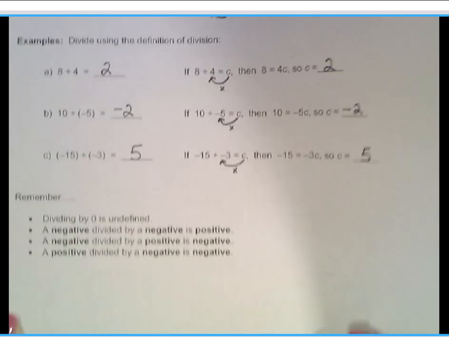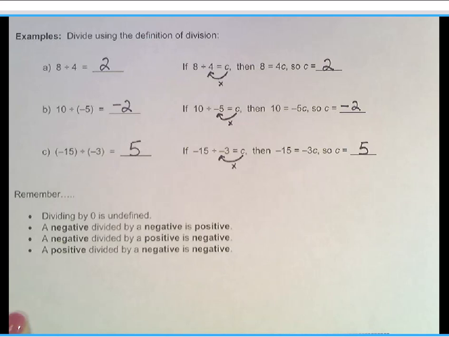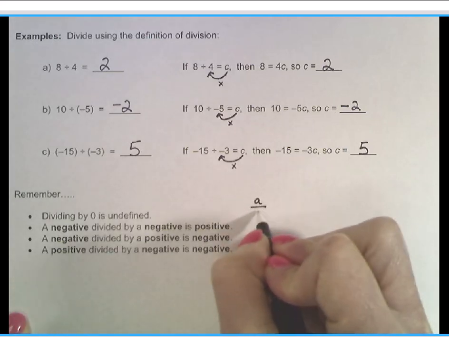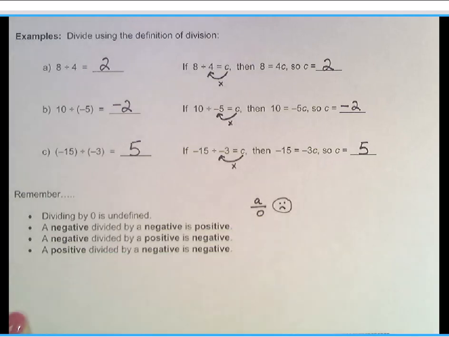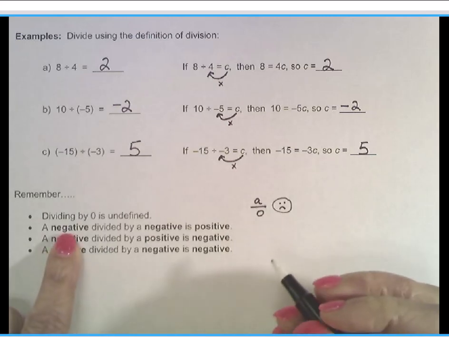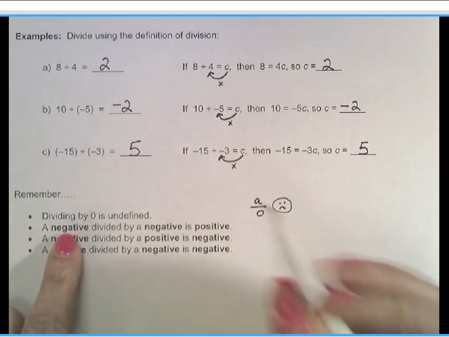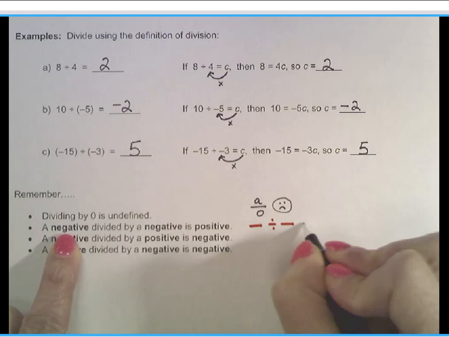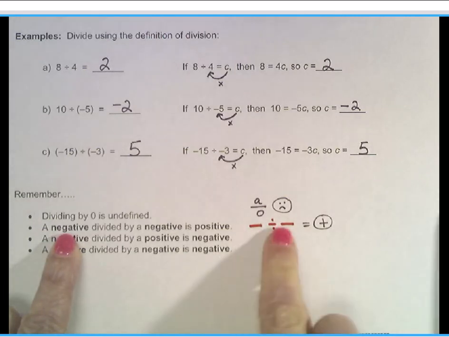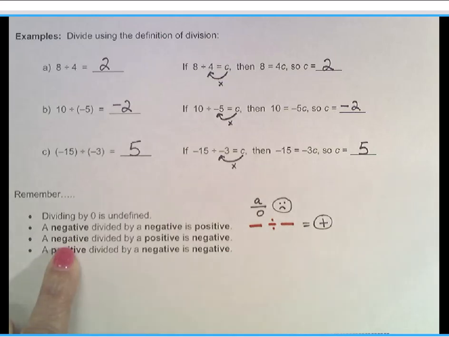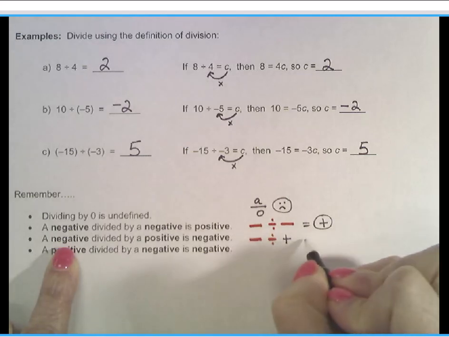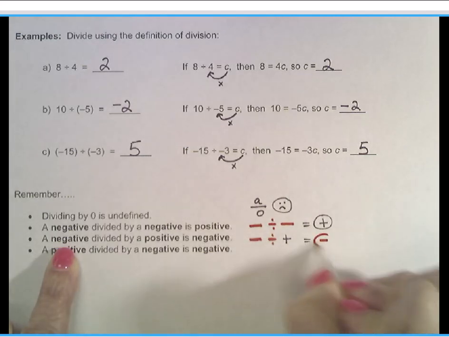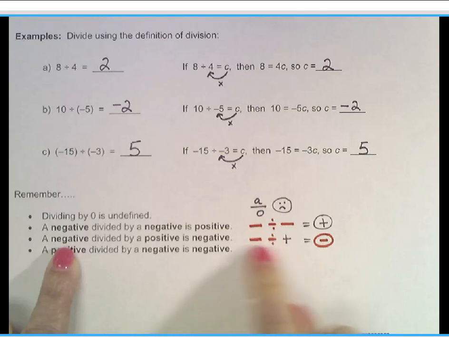A couple things to keep in mind. Remember, you cannot divide by 0. If you have a number divided by 0, that's not a good thing. That's undefined. We don't know what to call that in math. If you have a negative divided by a negative, that's going to be positive. The two negatives will cancel. A negative divided by a positive is going to be negative, right? If the signs are mismatched, you get a negative.